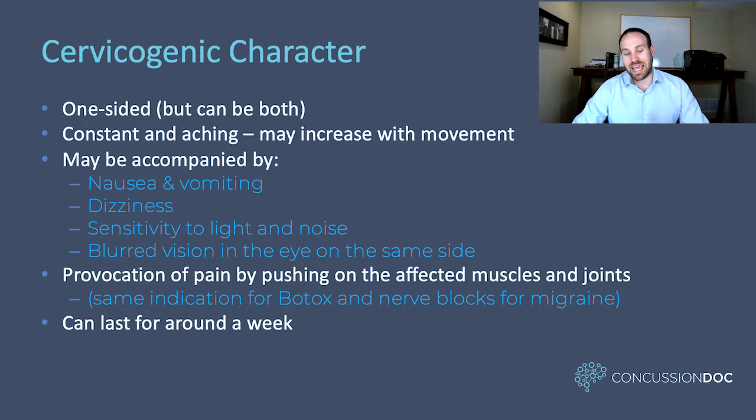So here's the cervicogenic headache character. The headaches are, like I said, one-sided, can be both constant and aching. This is the differentiator between migraine, which is throbbing and pulsatile. Okay? Headaches may increase with movement, so those that feel that when they're bouncing, their headache gets worse. And I often hear people say, when I bounce or move, it feels like my brain is rattling around in my head and it hurts and I get this sharp pain and that type of stuff.